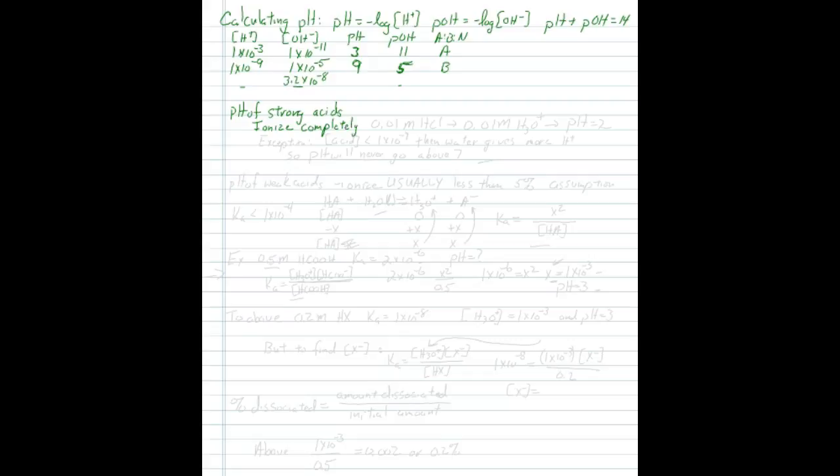So if you have 0.1 molar hydrochloric acid, that will fall apart to give you 0.1 molar hydronium ions or hydrogen ions, either way. Negative log of that, pH equals 1.